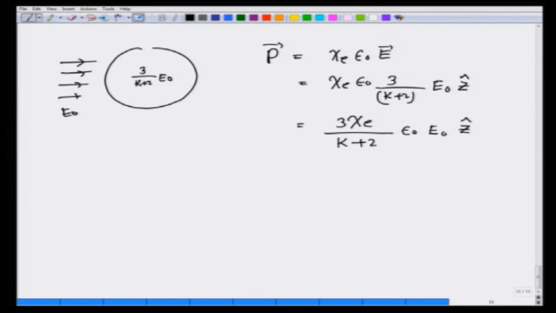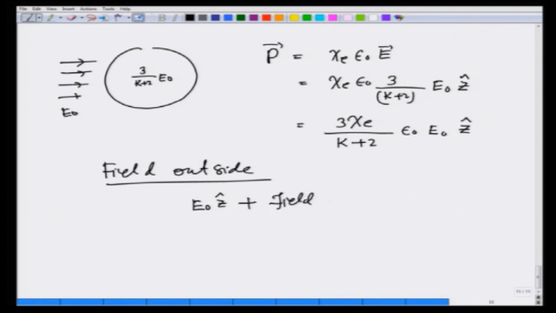That is the polarization. And therefore, the field outside is going to be E 0 z plus the field due to the dipole moment of the sphere.